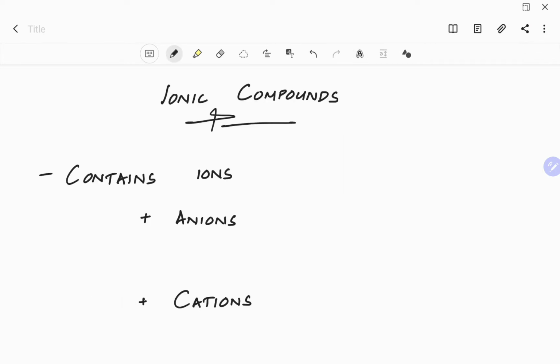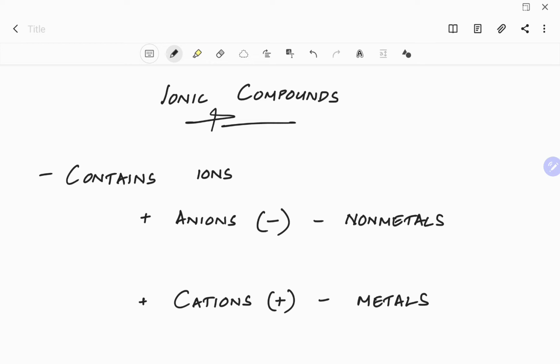As I mentioned earlier, ionic compounds contain ions, and those ions are of two kinds. Anions, which are negatively charged, and cations, which are positively charged. So ionic compounds are made up of two types of ions called anions and cations. Anions are formed by nonmetals, and cations are formed by metals.